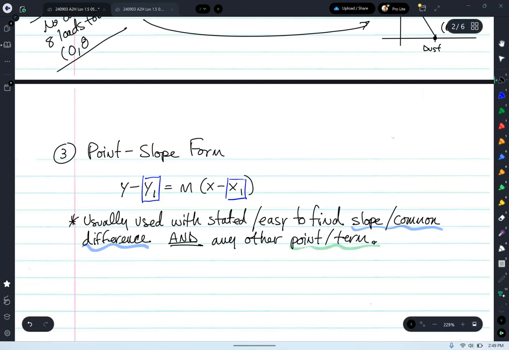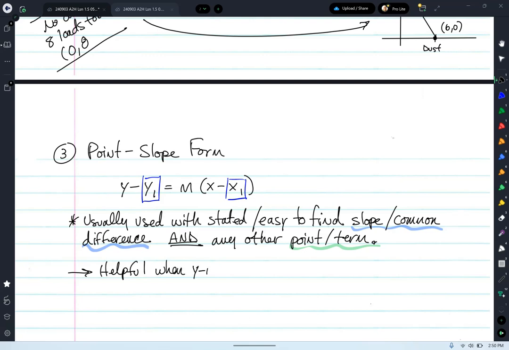So what makes this different than our slope-intercept form is we don't have a clear y-intercept. And that's where this is particularly helpful. So we'll just make a note of that. This format is helpful when your y-intercept, also known as your a sub 0, your 0th term, your a sub 0, is not an integer.